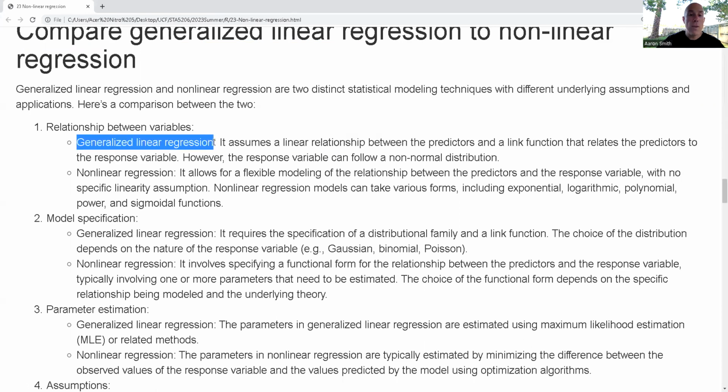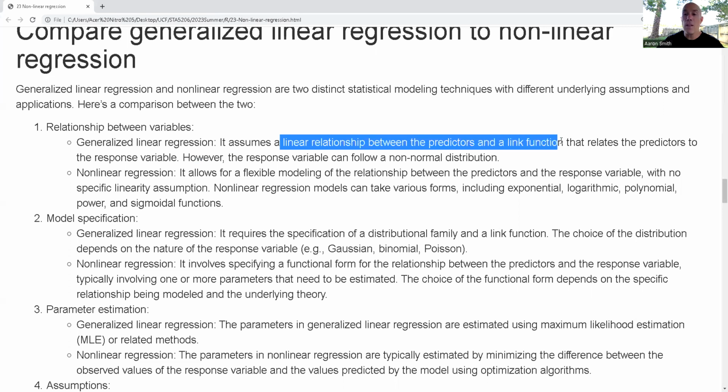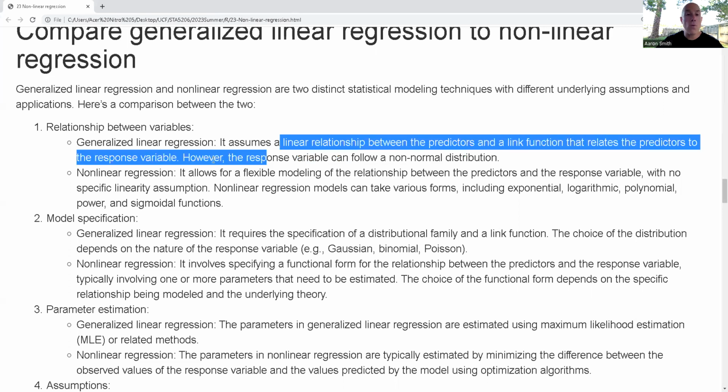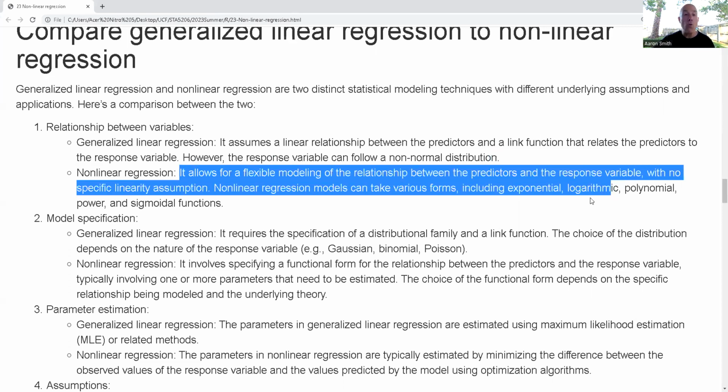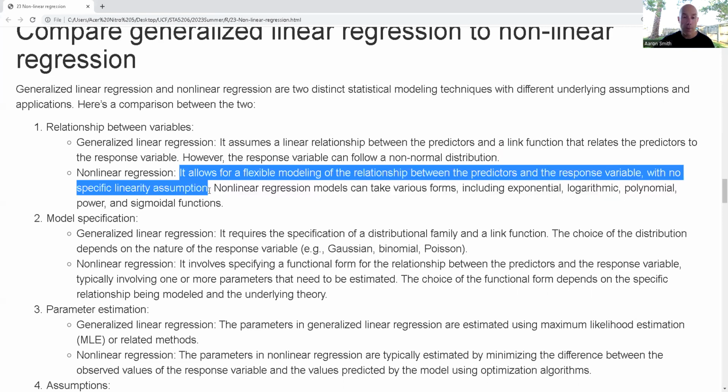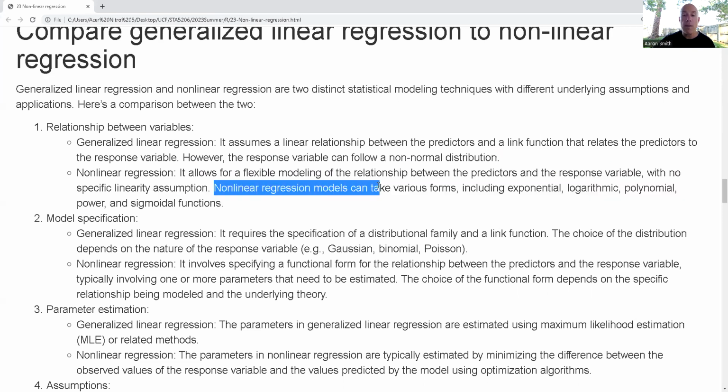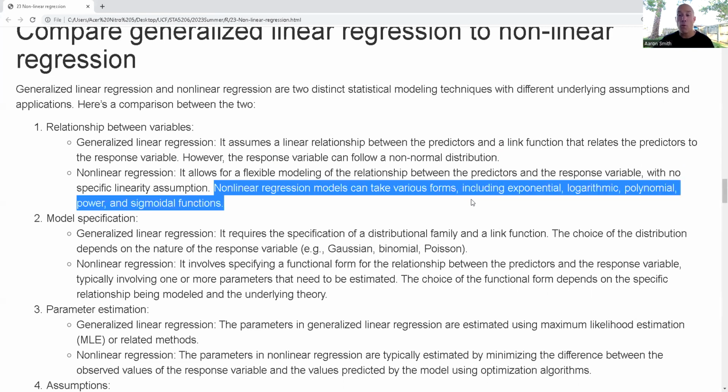Generalized linear regression assumes a linear relationship between the predictors and the link function that relates the predictors to the mean of the response variable. However, the response variable can follow a non-normal distribution. Nonlinear regression allows for flexible modeling of the relationship between the predictors and the response variable with no specific linearity assumption. Nonlinear regression models can take various forms, including exponential, logarithmic, polynomial, power, and sigmoidal functions.